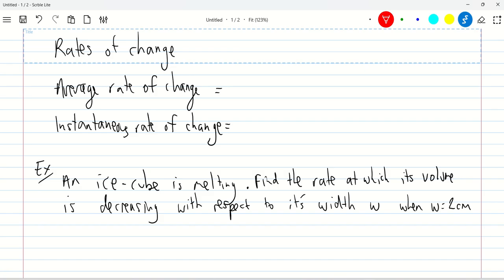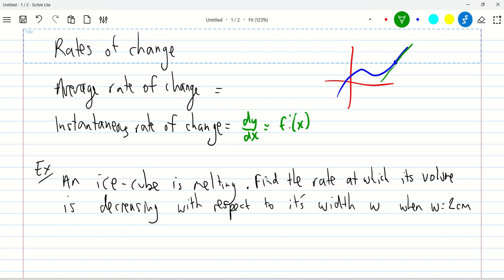So let's have a look at it. If you've got a curve, some curve, we've been sort of talking about the instantaneous gradient at that point. Instantaneous gradient at that exact point, that's the derivative. So what we say is the instantaneous rate of change is dy dx, or f dash of x. So that's the instantaneous rate of change.